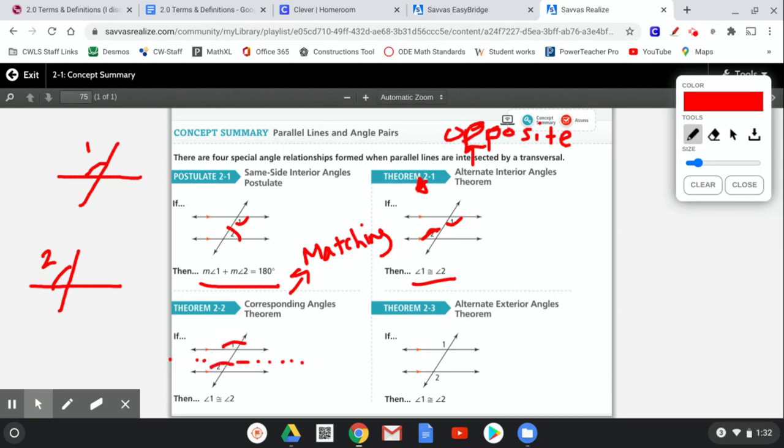The last one is alternate exterior, okay? So exterior means on the outside of the hallway. The person's on the inside of the hallway, and these angles are on the outside. So exterior means outside. Alternate, like we said, means opposite. So angle 1 and angle 2 are on either side of the transversal, and they're on the outside, and they are also congruent. Angle 1 is congruent to angle 2.